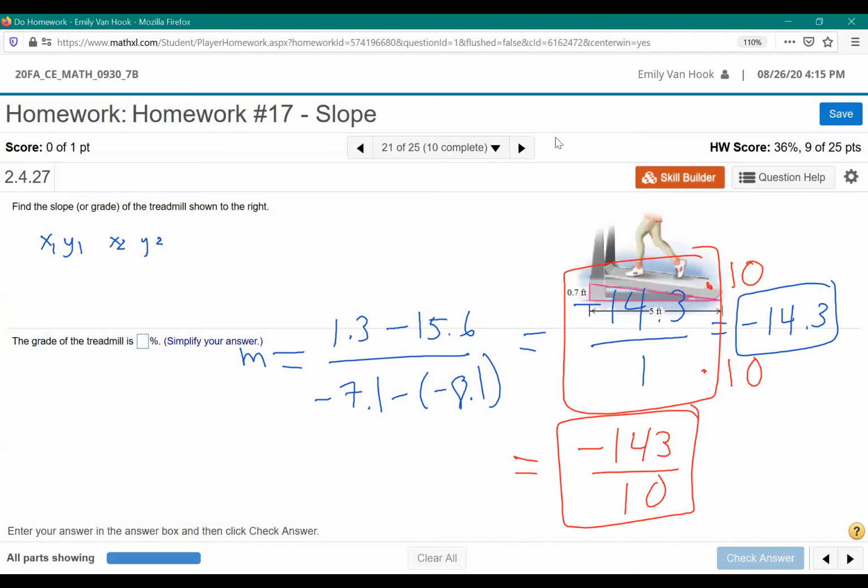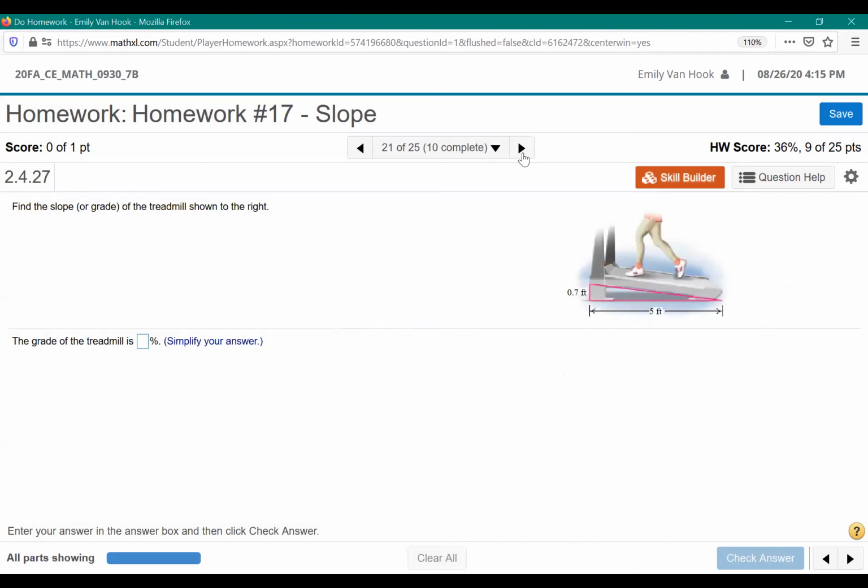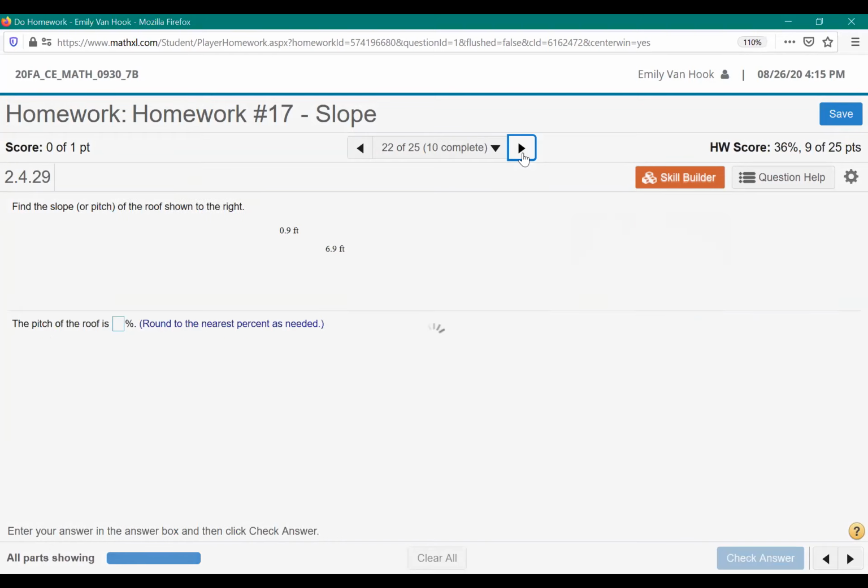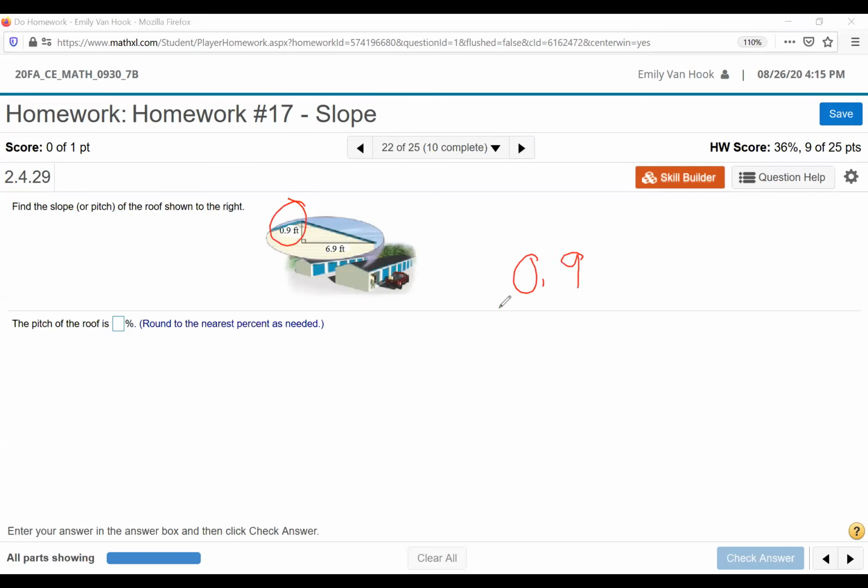Okay, ooh, here's the treadmill one. We know how to do that because we did that in the notes. Oh, here's the pitch of a roof. Okay, so rise over run again. Looks like our rise would be 0.9 feet here. That's the up and down part, 0.9 over. And then the run, that's the side to side part, 6.9.